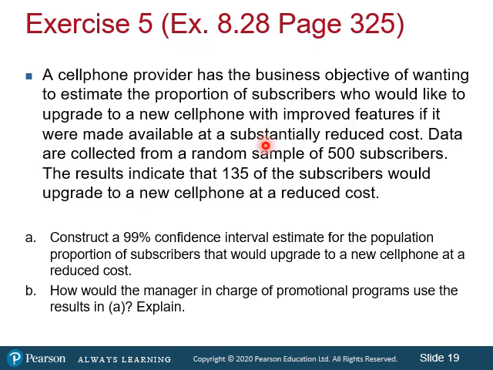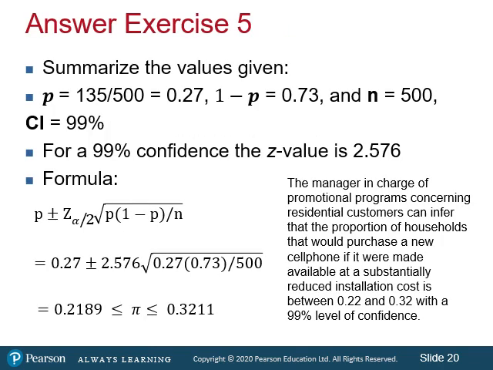The question gives you that the sample size is 500, which is N. The number that will change or upgrade is 135. What you are asked to do is to construct a 99% confidence interval and, based on this interval, say how the findings can be used by the manager in charge of promotional programs. For answering exercises, I normally suggest you summarize the values given first.